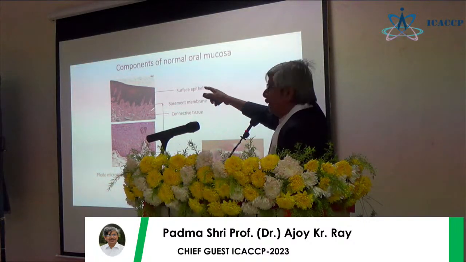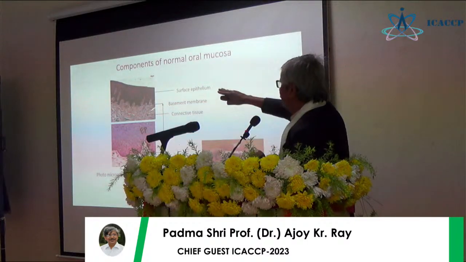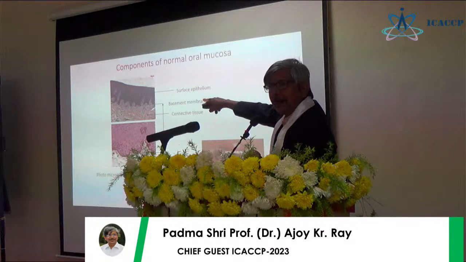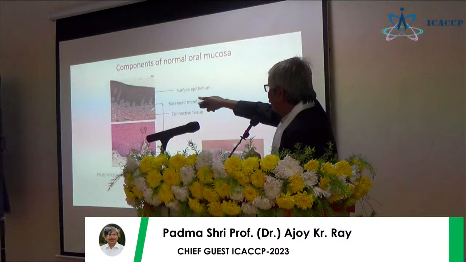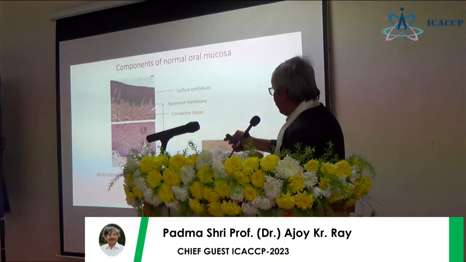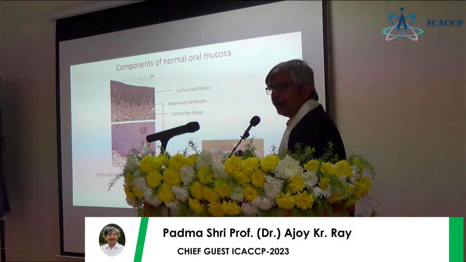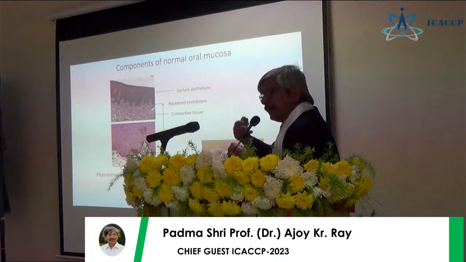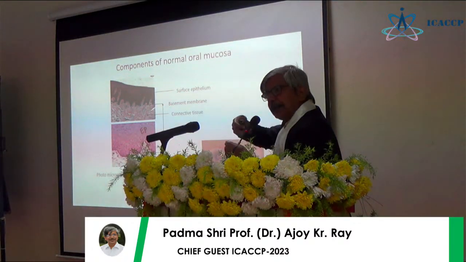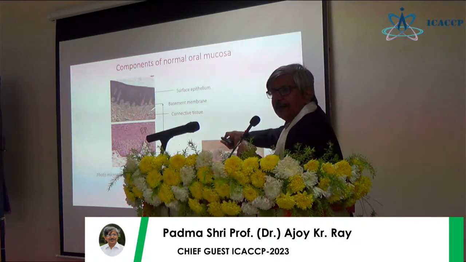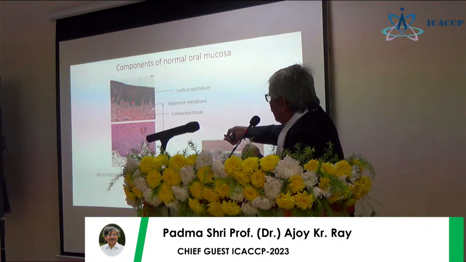On the top layer of your skin is the surface epithelium. I have written it there. Next is a very important thing, the basement membrane. You can see this is a small membrane. There are two parts: one is the epithelial part, that is dark brown, and the bottom part is connective tissue. Your skin or oral mucosa or any lining inside the body will have this kind of structure. This is known as epithelium, and this bottom one is connective tissue.